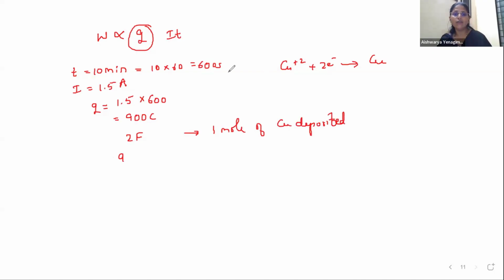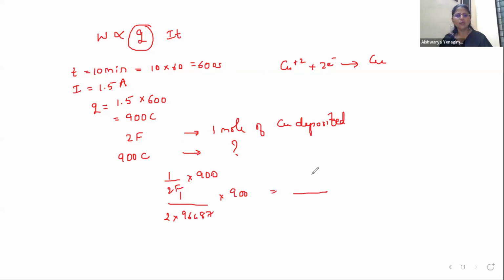But how much charge do I have? I have 900 coulombs of charge. So with 900 coulombs of charge, how much copper gets deposited? So 1 by 2F into 900. So how much is the value? 2 into 96487 into 900. When you solve it out, this many moles of Cu will be deposited. Now, what is number of moles? Given mass upon molar mass. Therefore, if I want to find the mass, the amount of copper deposited, M is equal to number of moles into molar mass. You put the number of moles you got into the molar mass of copper, and you will get the mass of copper deposited on the particular cathode electrode.